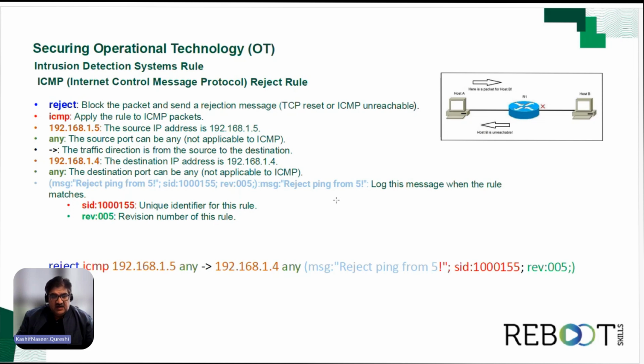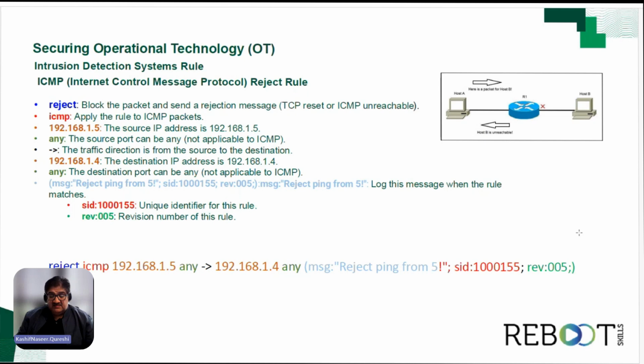In this rule, there is another thing, that is rev:005, a revision. In the last part you can see here, this is the revision. In Snort rules, we add this at the end. It shows that this is the 5th revision of this rule, and it helps us to revise the rules and know which version this is.